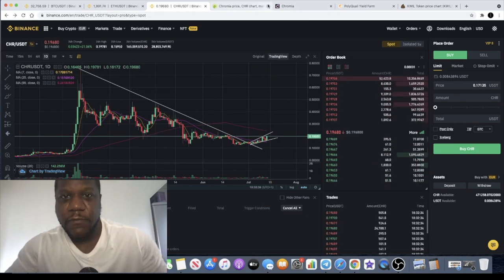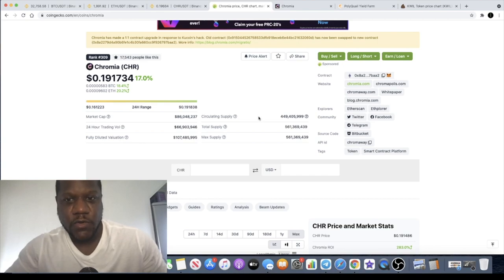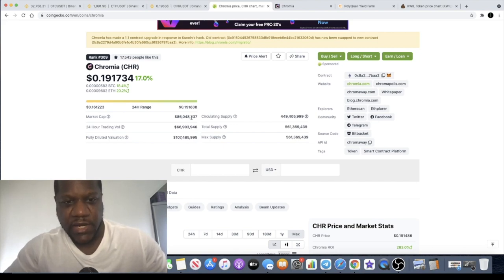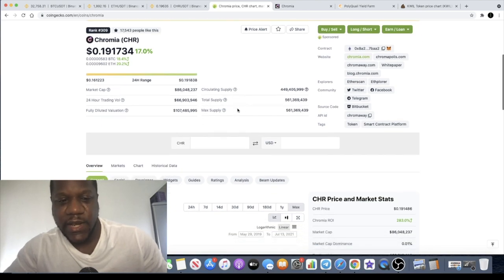And this is obviously not the only one, but this is the one that I'm looking at right now. If we go to Chromia on CoinGecko, you'll see that it has a current market cap of around 86 million, okay, guys? So that is very low. There's definitely a lot of potential for a coin like this, even to get into the hundreds, the multiple hundreds of millions, and potentially up to that billion mark. That's not completely out of the question.